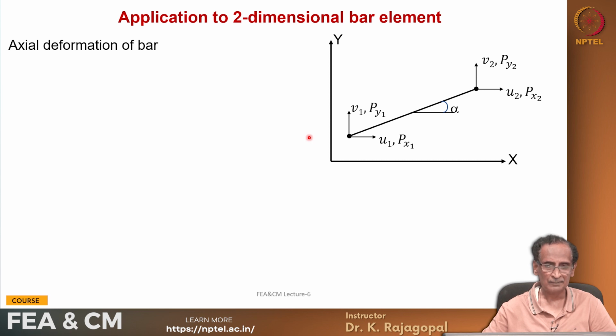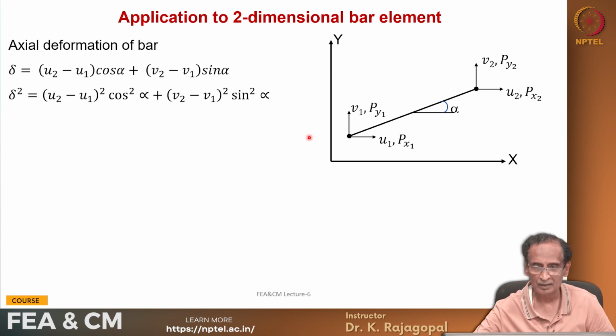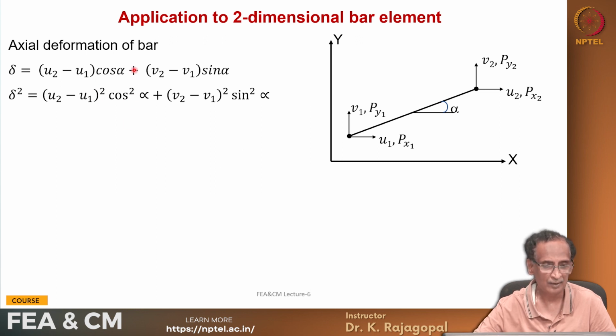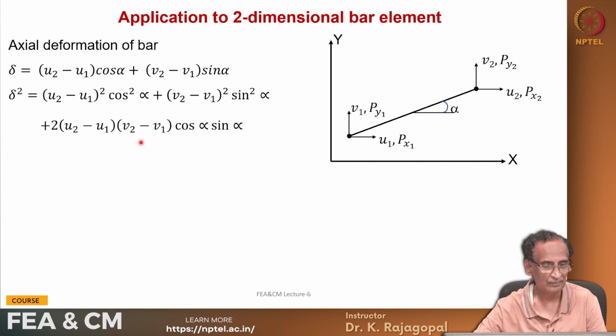And now let us apply this principle to a two-dimensional bar element. Let us consider a bar element with two nodes, node 1 and node 2, and the deformations are u1, v1, u2, v2, and then the forces are px1, py1, px2, py2, and the axial deformation is (u2 minus u1) times cosine alpha plus (v2 minus v1) sin alpha, and delta square is this whole thing, okay.